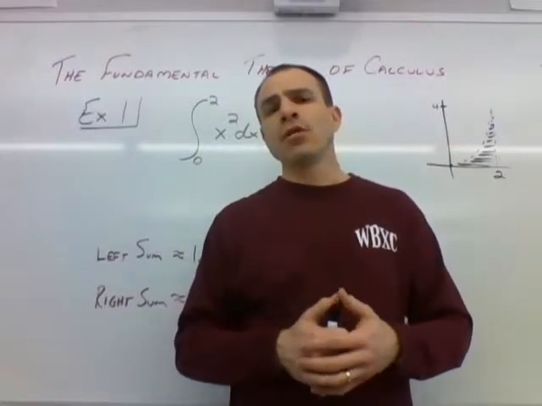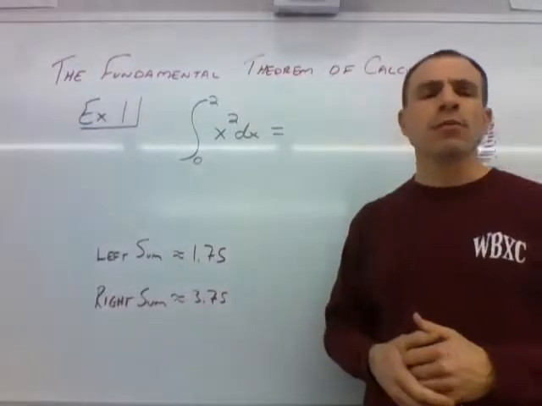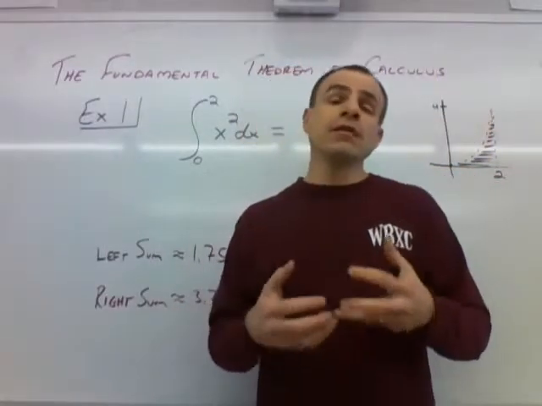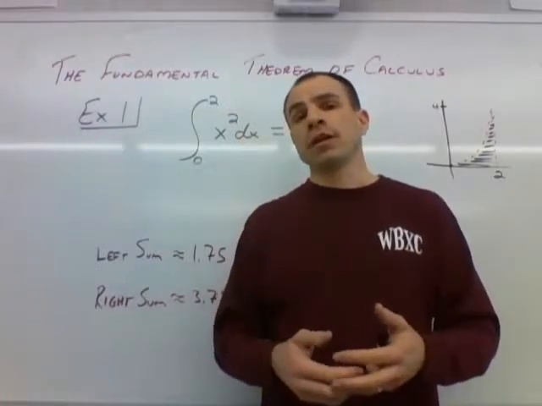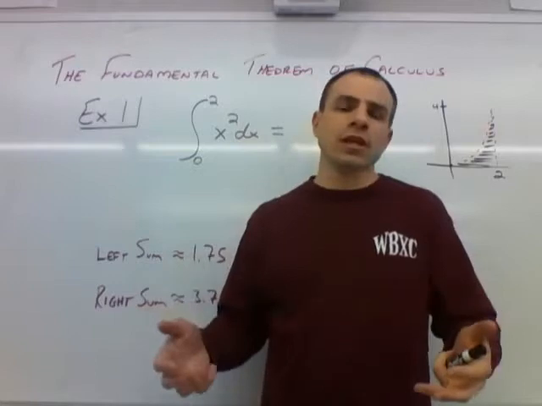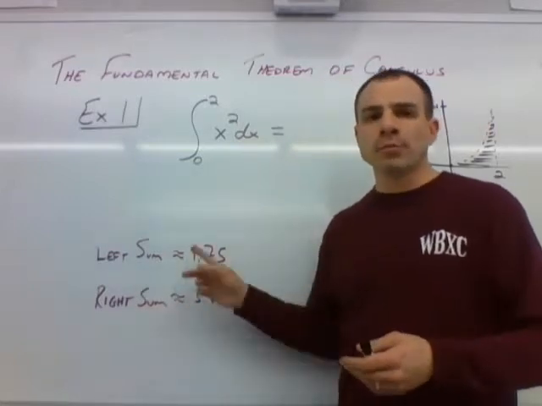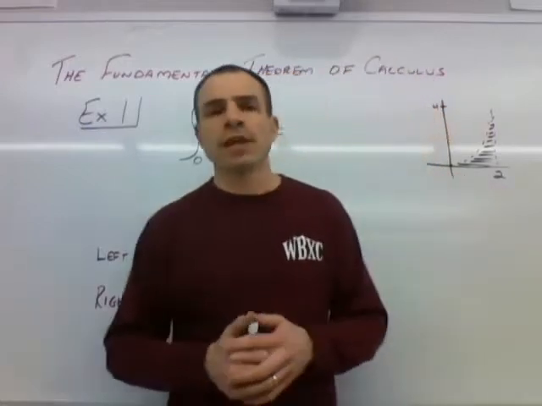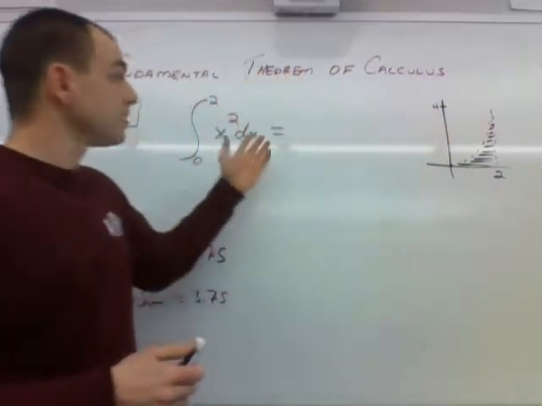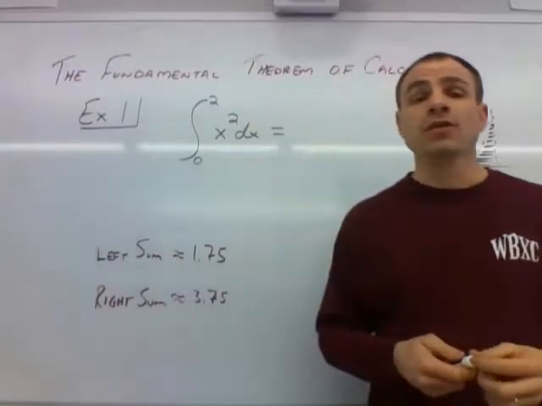And when we did so, I believe the left sum came out to 1.75 and the right sum was like 3.75. And we knew that neither of those were correct. They weren't exact, but they were a starting point. Because it was a Riemann sum and there were only 4 subintervals, it wasn't going to be super close, but it gave us an approximation. Now that we have the fundamental theorem of calculus, let's calculate this definite integral and find out what the exact answer actually is.